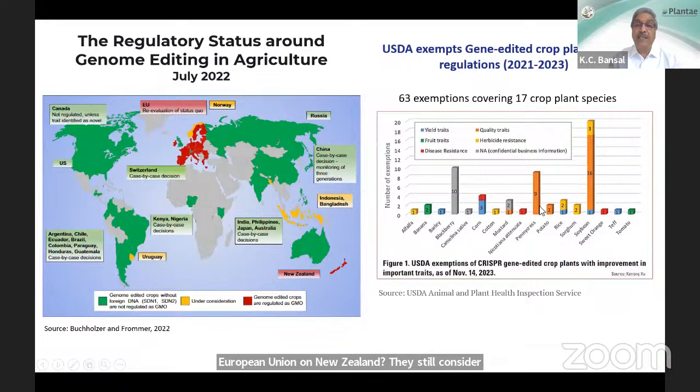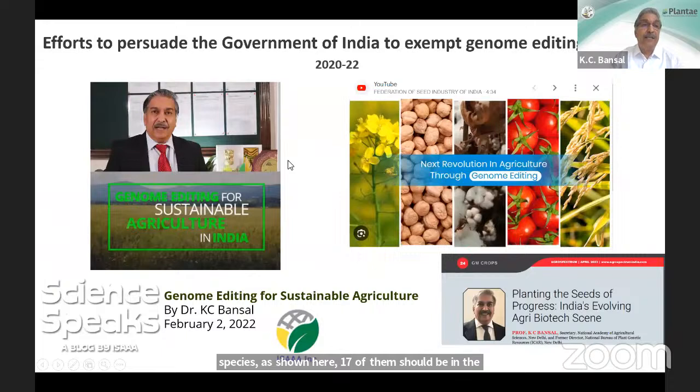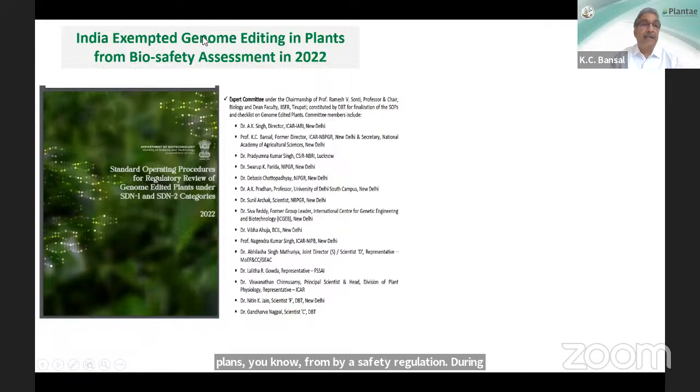The USA took a lead forward, granting 63 exemptions covering 17 crop plant species, with soybean the maximum, about 20 out of 63, for various traits. We in India also made enough efforts. I was personally involved in persuading the government of India to exempt genome editing in plants from biosafety regulation. During this period, from 2020 to 2022, we were making all those efforts. And we finally succeeded. India announced exemption of genome editing in plants from biosafety regulation in 2022.